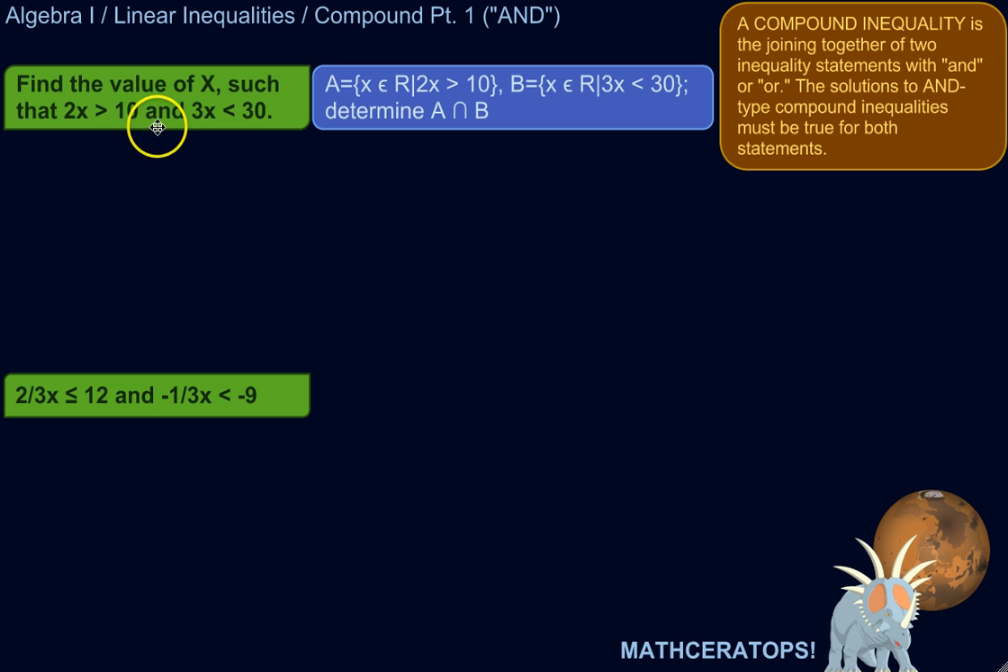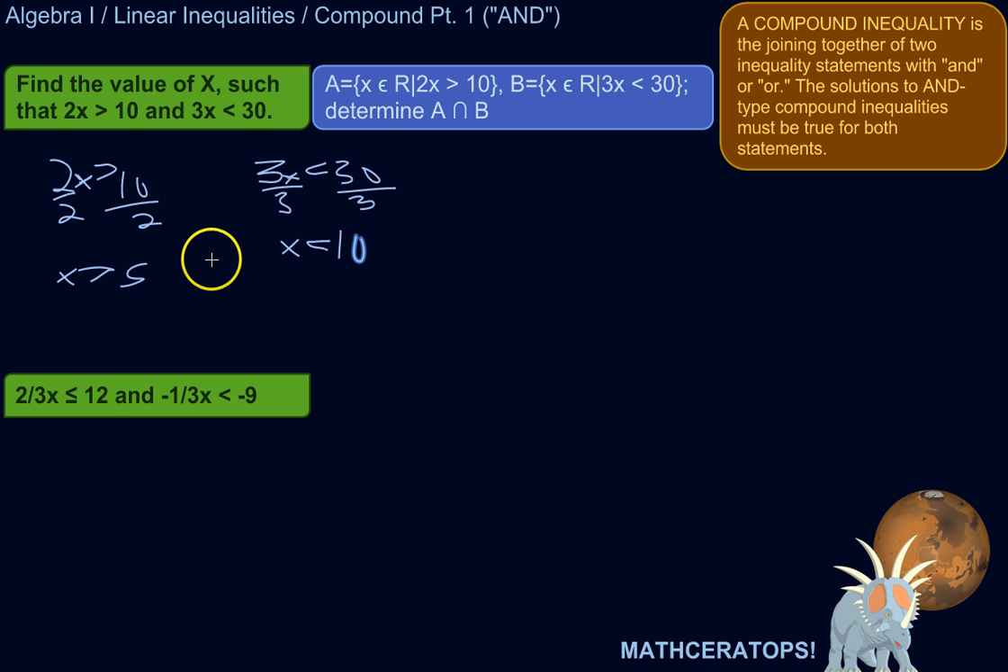Okay, so let's find the value of x such that 2x is greater than 10 and 3x is less than 30. You just deal with these individually first. So we've got 2x is greater than 10, and we've got 3x is less than 30. Let's solve each one individually. I'm going to divide by 2 to get x by itself, so x is greater than 5. And here I'm going to divide by 3 to solve for x, to get x by itself. So x is less than 30 divided by 3, which is 10.